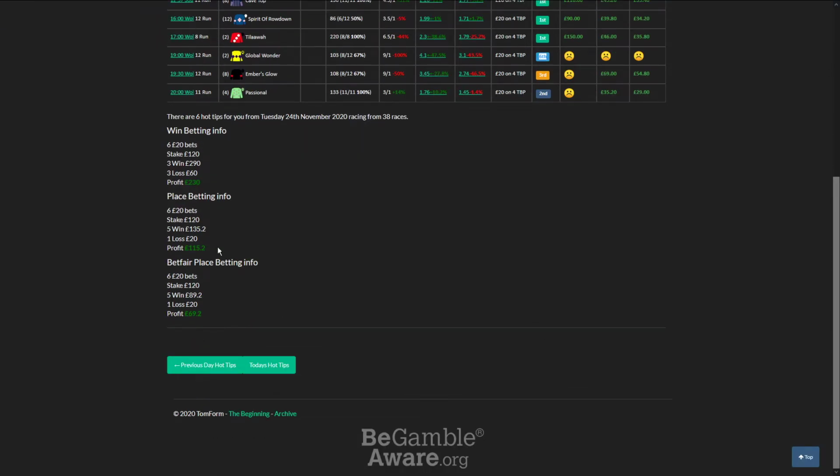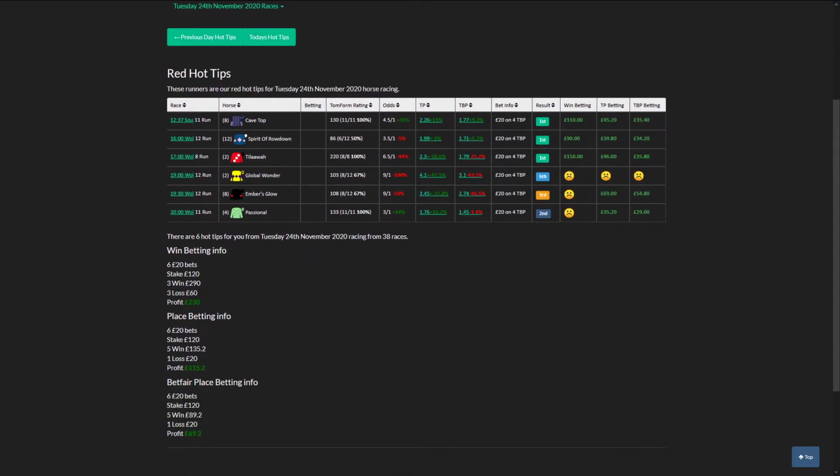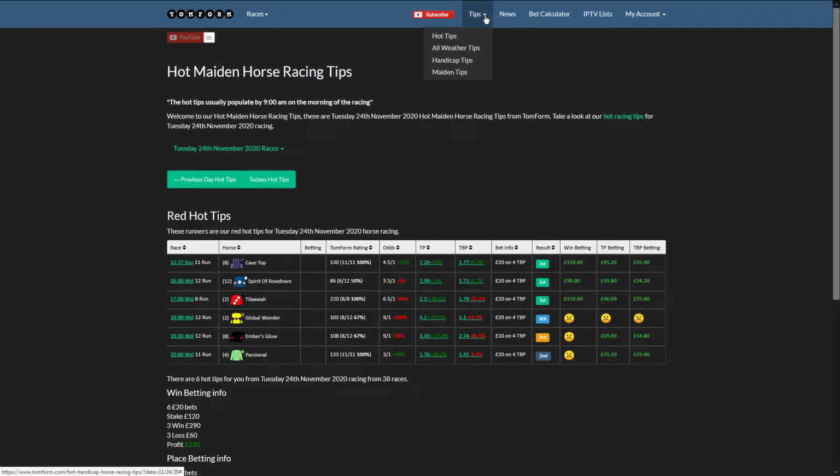But yesterday, if you followed it all, you would have made £115 on the place betting and £230 on the win betting, £69.20 on the to be placed betting. I'm not saying that this is going to win every day, but overall, it's a very, very profitable system from TomForm, the hot tip section.